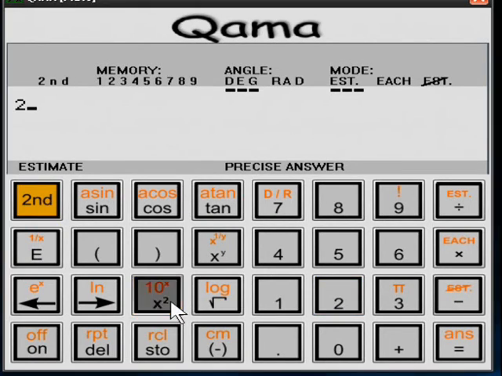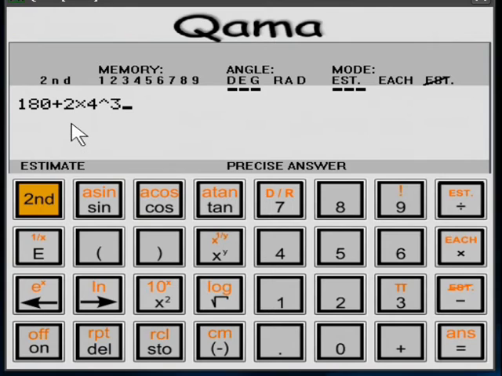Functions and arguments are entered in the order they are pronounced. 2 squared, root 2, sine 2. The order of execution is conventional. Here, the 4 to the power of 3 goes first, the 2 times next, and the 180 plus last. Here, the sine 7 goes first. If the 7 times 2 should go first, put them in brackets.